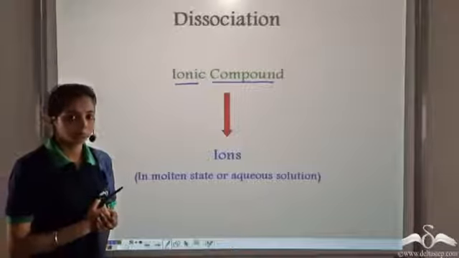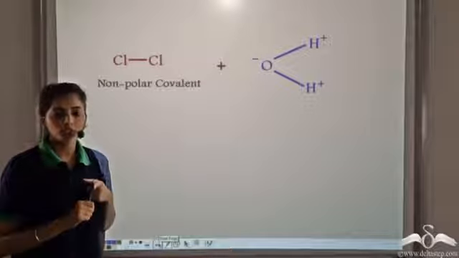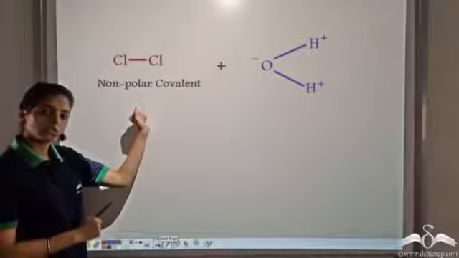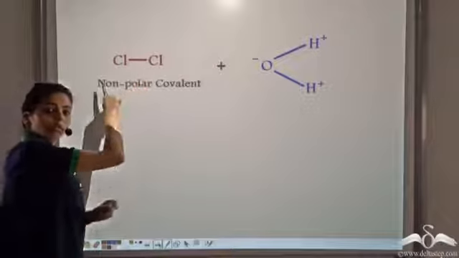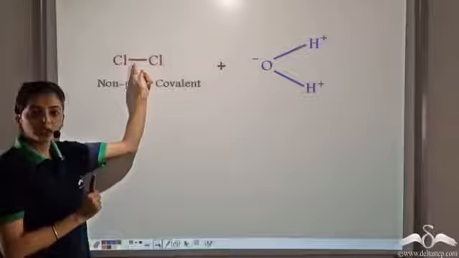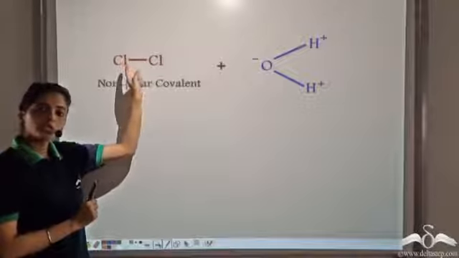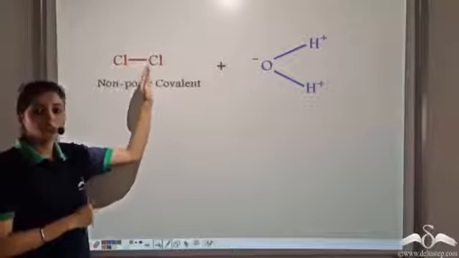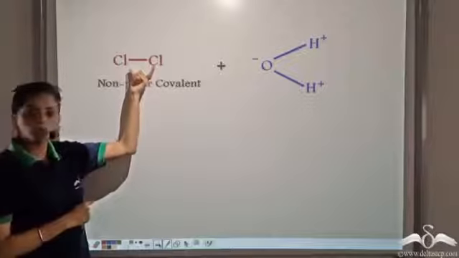Now let's look at covalent compounds. There are two types of covalent compounds, non-polar covalent compounds and polar covalent compounds. Let's start with the non-polar covalent compounds. For example, we have Cl2. Cl2 means Cl bonded by a single covalent bond to another Cl atom. In this case, the shared electrons are equally shared between the two atoms. Both the Cl atoms have equal electronegativity, so there is no separation of charge in this Cl2 molecule.